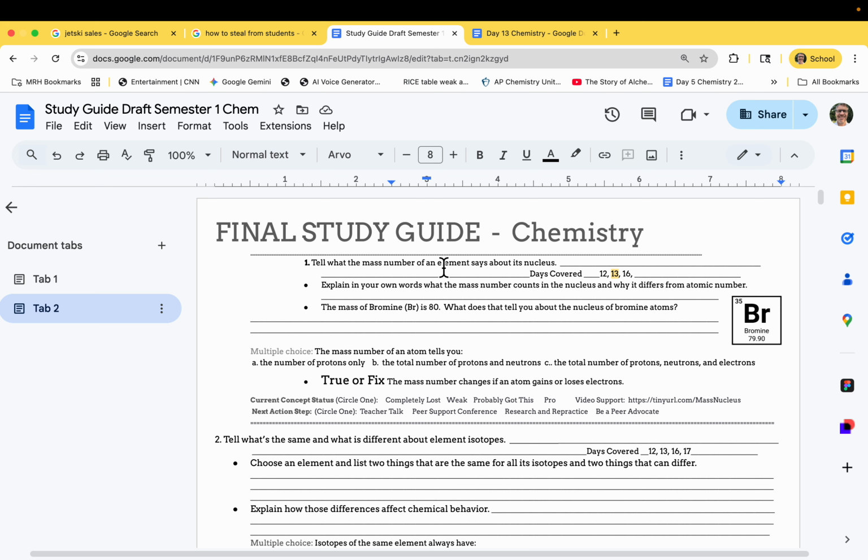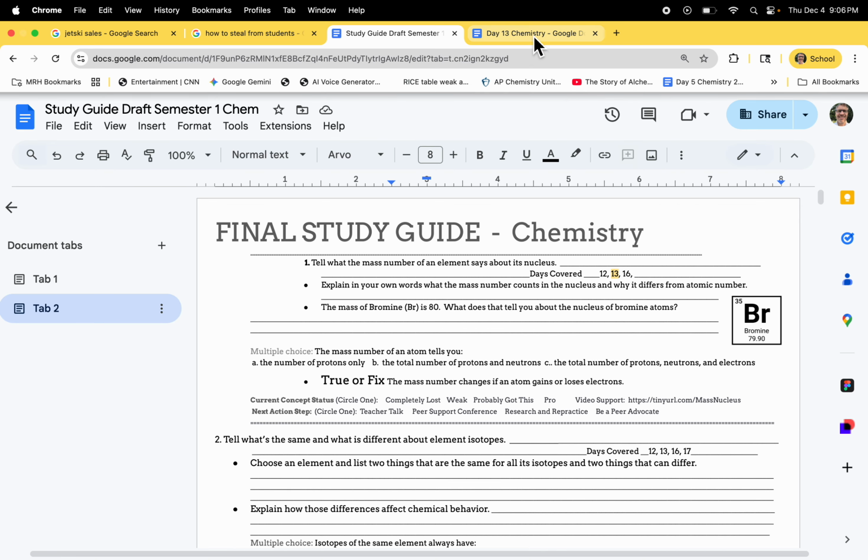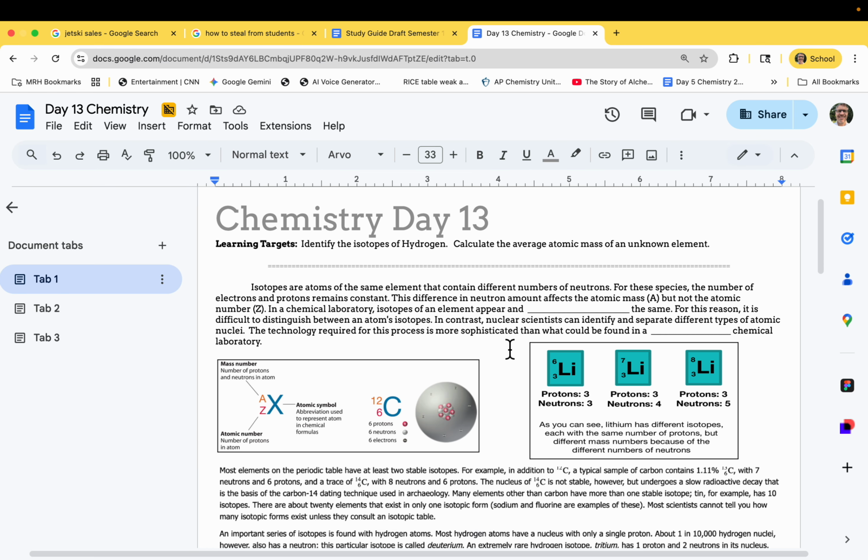Tell what the mass number of an element says. It says how many protons and neutrons are in the nucleus. This was covered on day 12, which was vocabulary, but mainly we really dug into it on day 13, when we introduced the isotope concept.